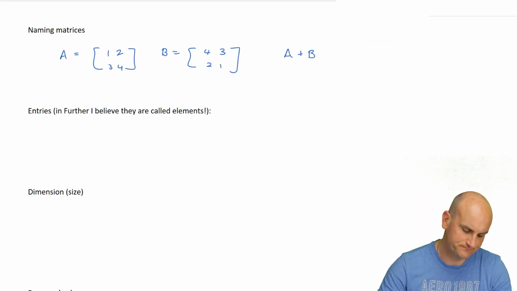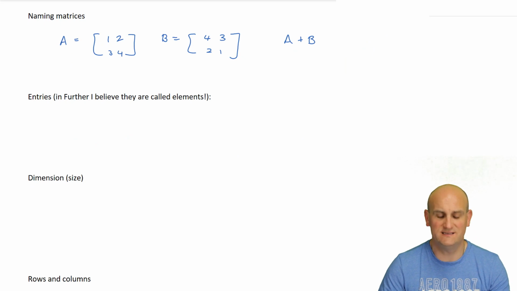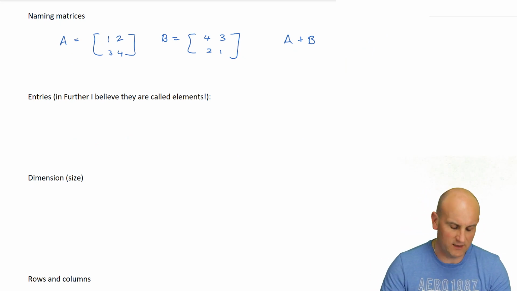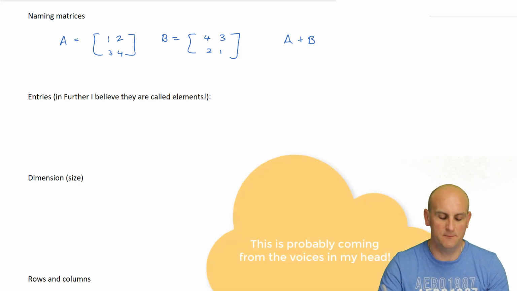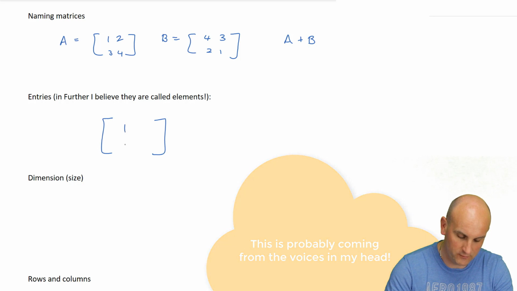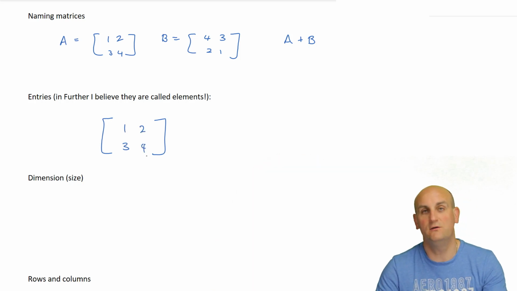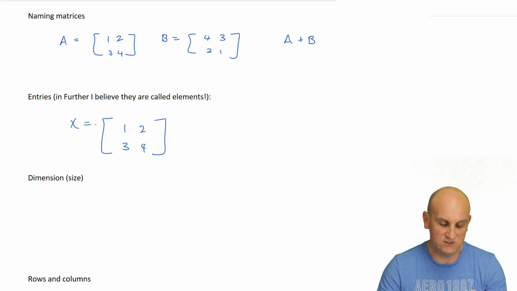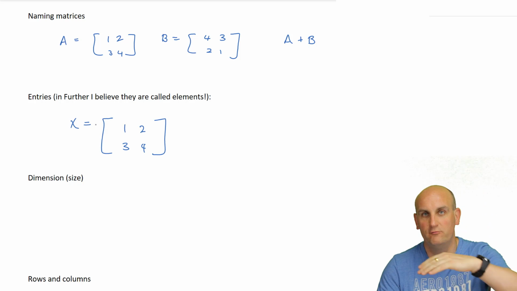Now, entries. And I swear in further maths they're called elements, but I've definitely got elements in my head from somewhere. Maybe it's general maths. I don't know. But each individual number inside that matrix is called an element. 1, 2, 3, 4. So you would argue there are 4 elements in that matrix. Let's call it matrix X, so that it actually has a name. And each element is defined by a row and a column.